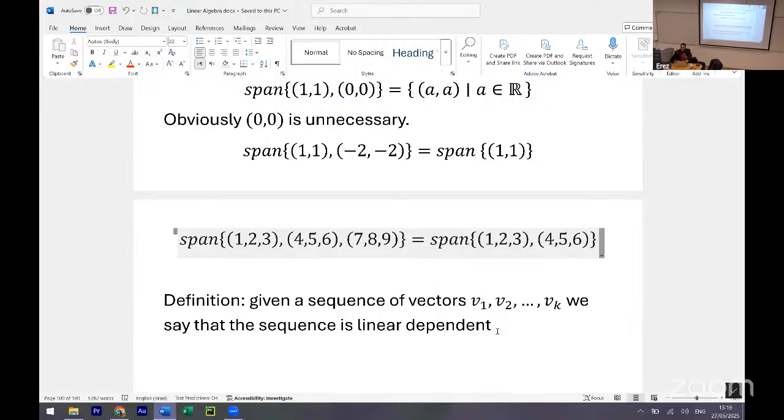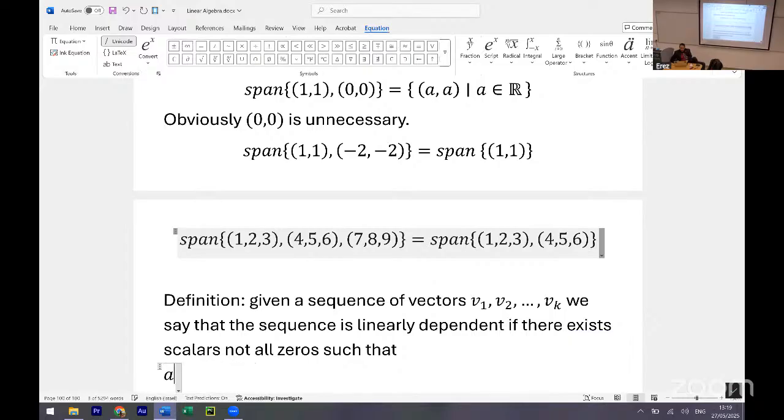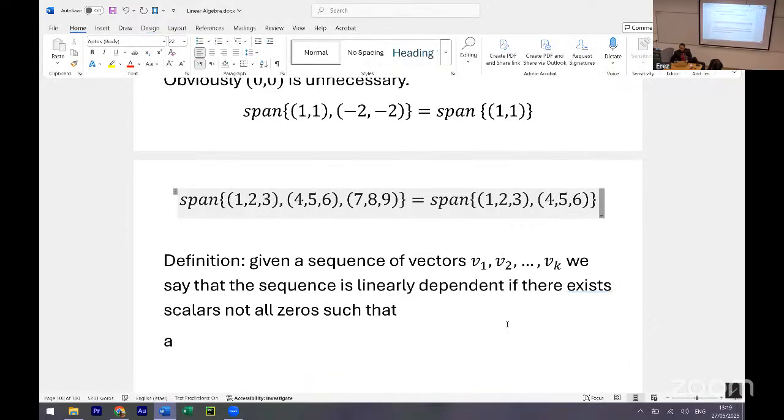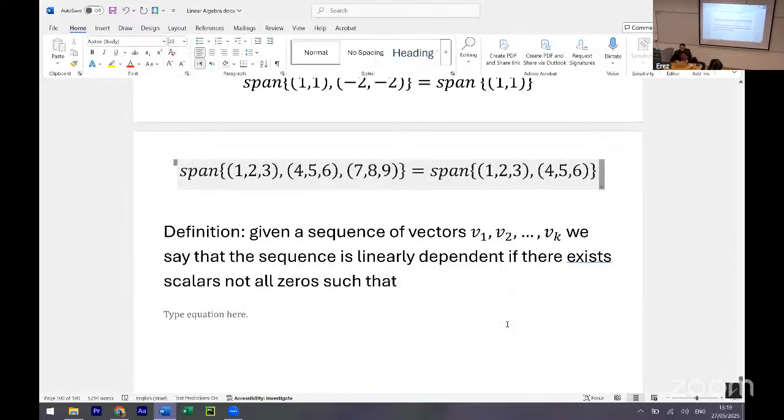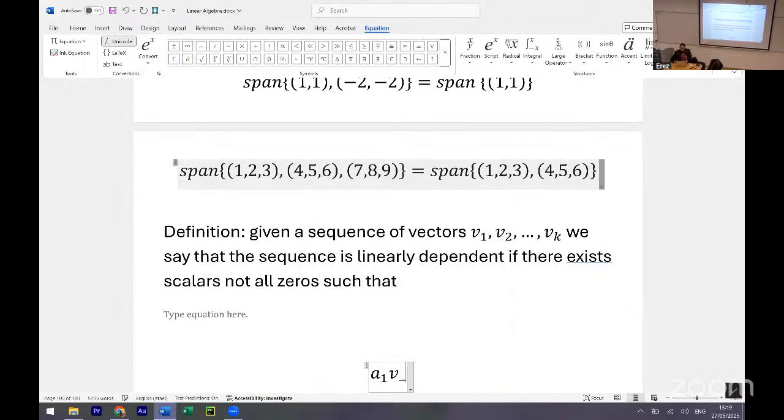Okay. Whatever. Given a sequence of vectors, we say that the sequence is linearly dependent if there exist scalars, not all zeros, such that a1 v1 plus up to ak vk is the zero vector.